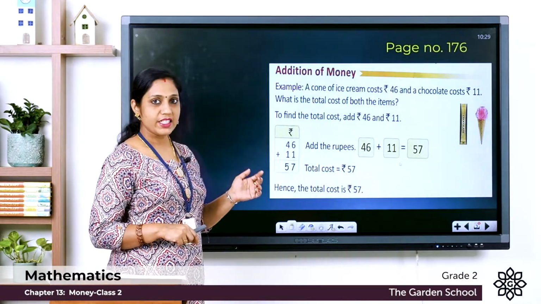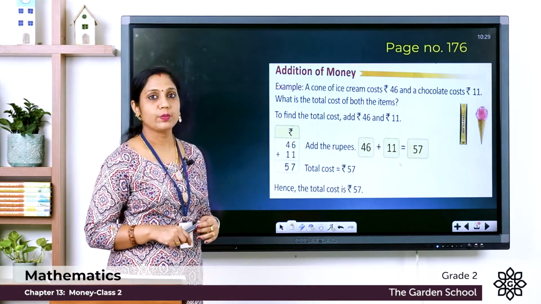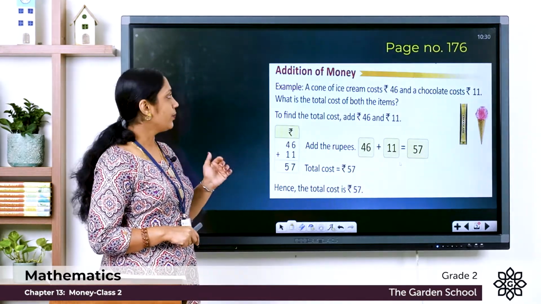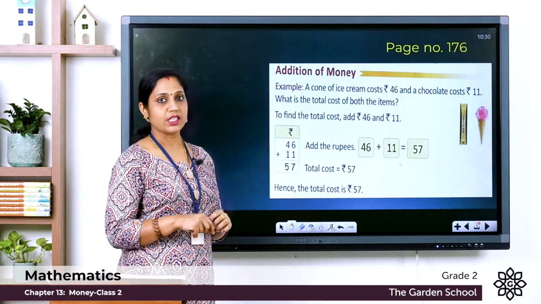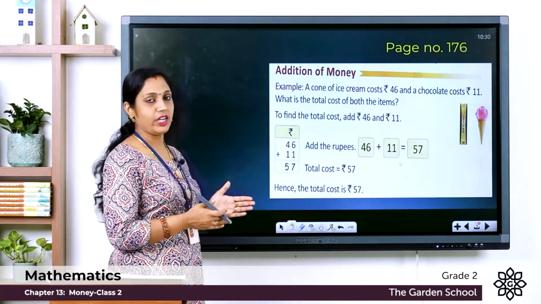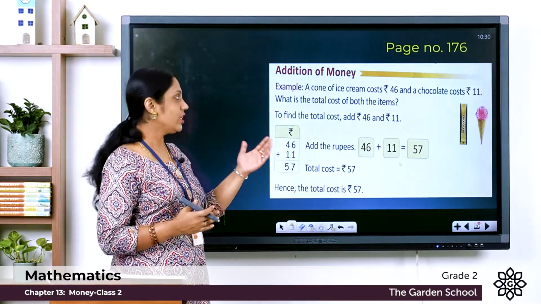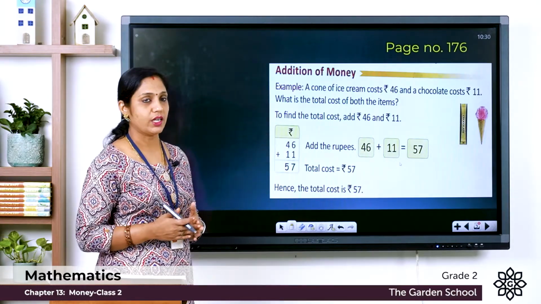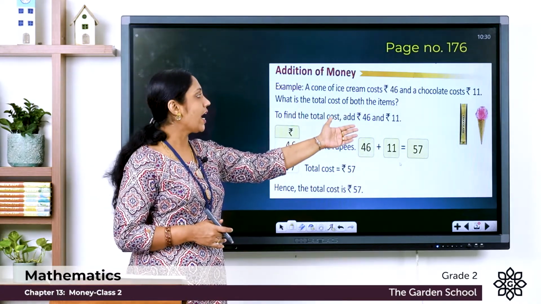A cone of ice cream costs rupees 46 and a chocolate costs rupees 11. What is the total cost of both the items? Now we have to find out the total cost of both these items. To find out the total of these two items, what do we have to do? We need to add both the numbers to get the total. To find the total cost, add rupees 46 and rupees 11.